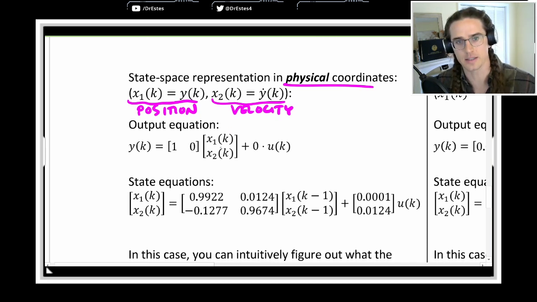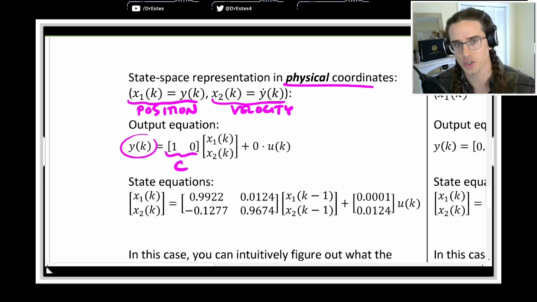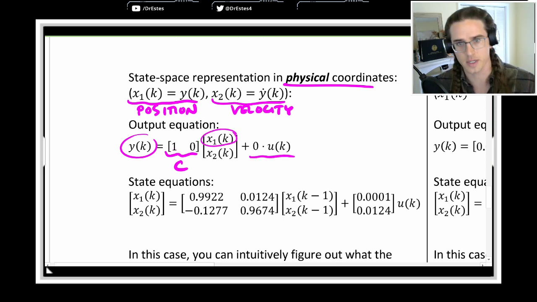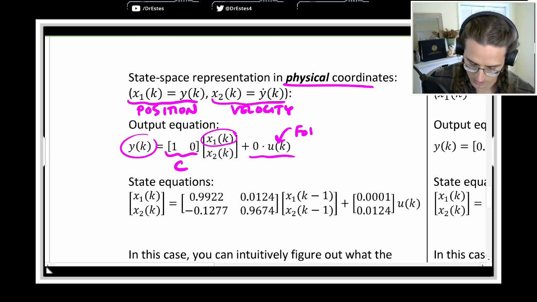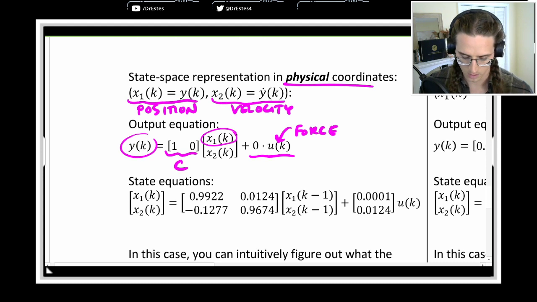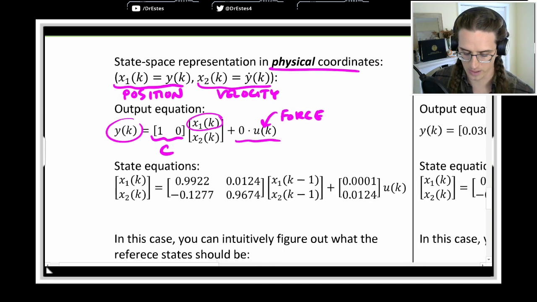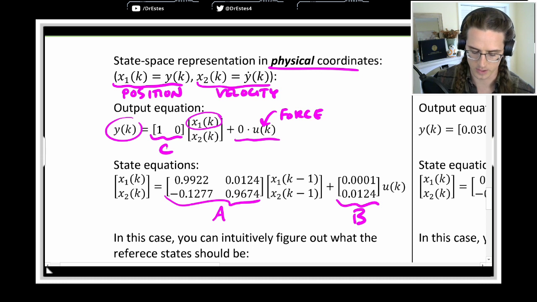Okay, the output equation, in terms of these state definitions: if my output is just the position and I defined the first state to be the position, then this should be our C matrix. It's 1 times the position plus 0 times the input force. In this problem, the control input is a force on the mass. If you go through modeling it and then convert it to discrete time state-space form, so I'm skipping steps here and just showing you the final result, this would be the A and the B matrix, this would be the C matrix, and really this zero is the D matrix.